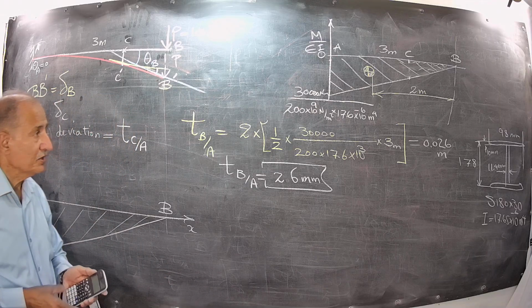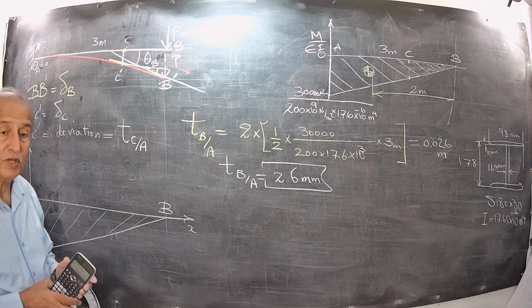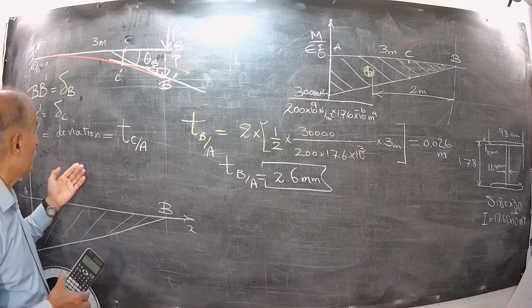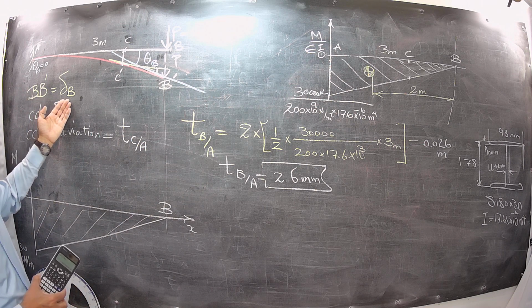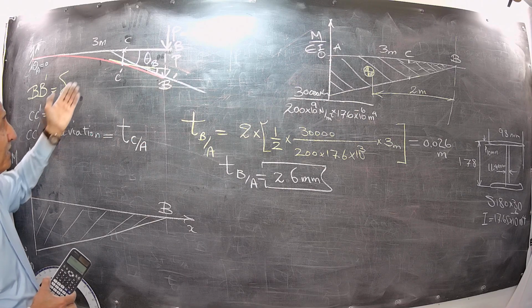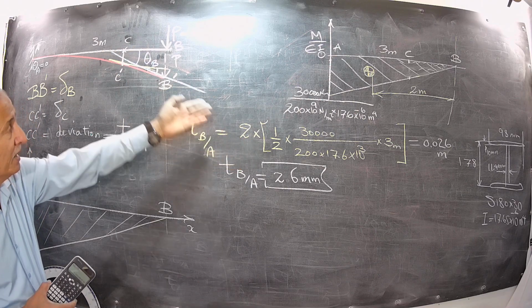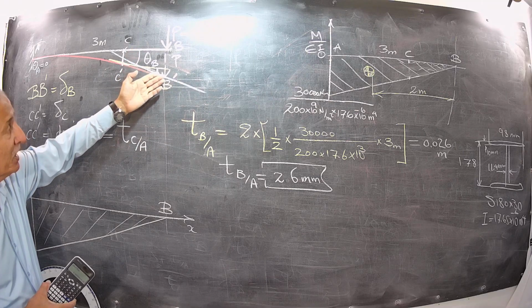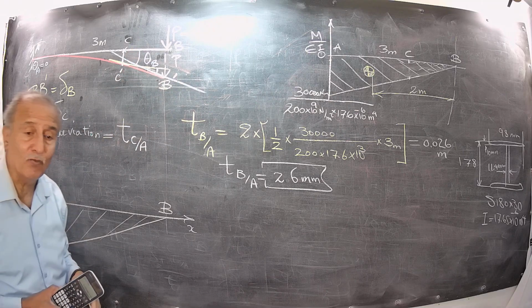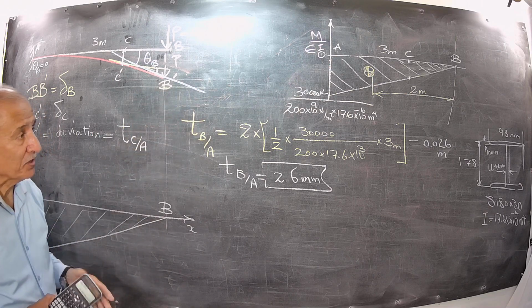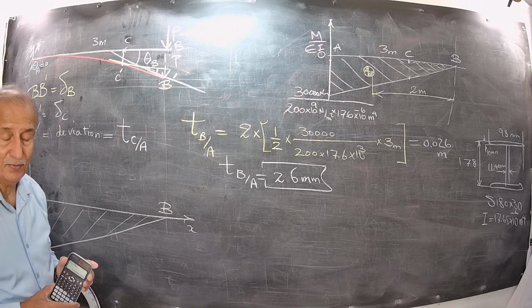Okay, this is deviation of point B with respect to tangent at A. And these deviations are equal to deflection. It means that the load P, 10 kilonewton, applied to that I-beam and the free end moves 26 millimeter downward. The method that we use to find the deflection is called the moment area method.